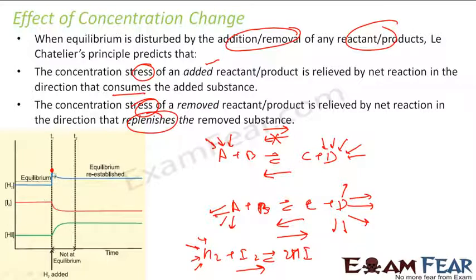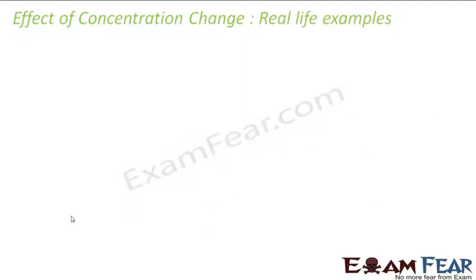So the concentration of H2 and I2 went down and the concentration of HI went up, and then again the equilibrium is established and there is no more reaction. Again, if you change some concentration, the equilibrium will be disturbed and again reaction will happen. This is one of the properties, the effect of change of concentration.